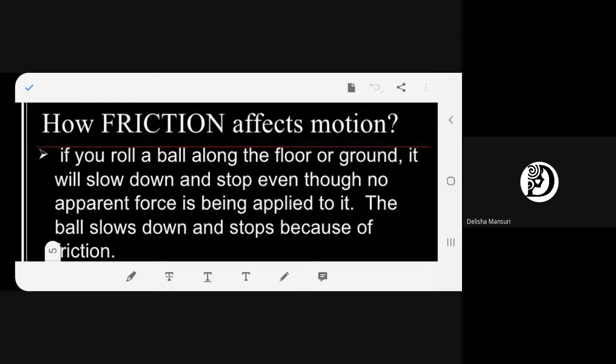Read. Slow down and stop. Stop even though no apparent force is being applied to it. The ball slows down and stops because of friction. Fine. Can you explain?